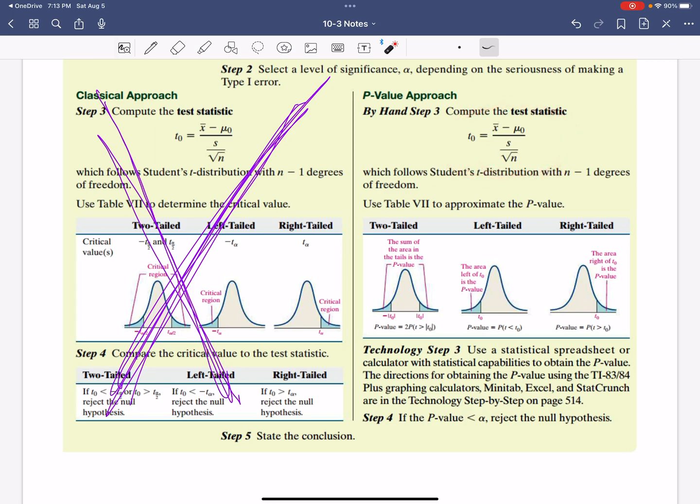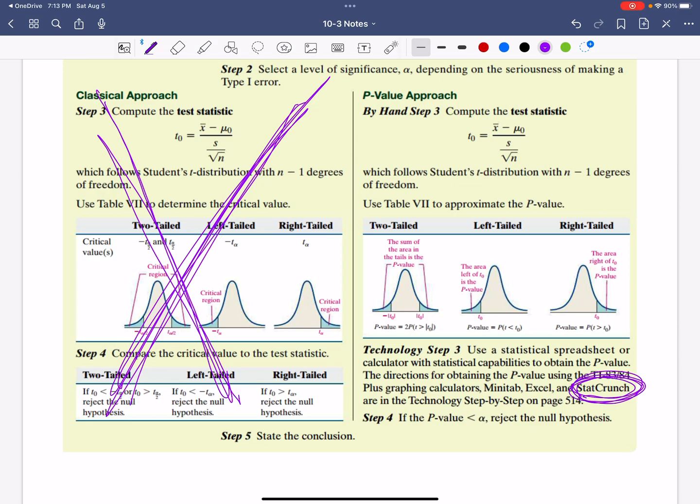Yeah, that's our student t distribution, right? Student's t distribution with our degrees of freedom. Again, we're not going to worry about this table to approximate a p-value because here's the thing. Your table can't even give you an actual p-value. So you have to use technology, which we are, of course, going to use StatCrunch to pull that off.